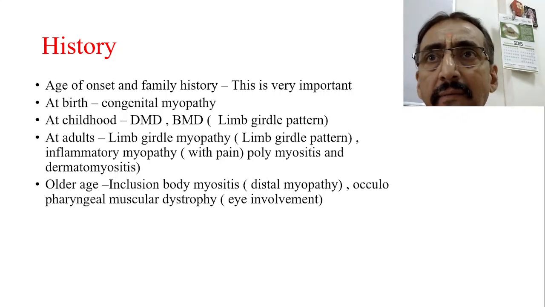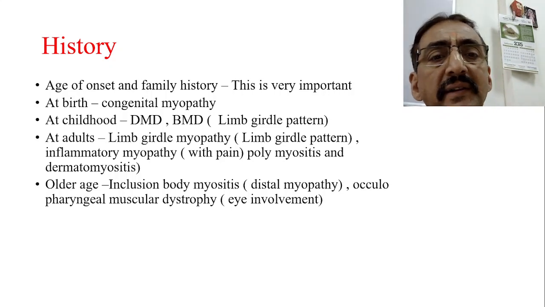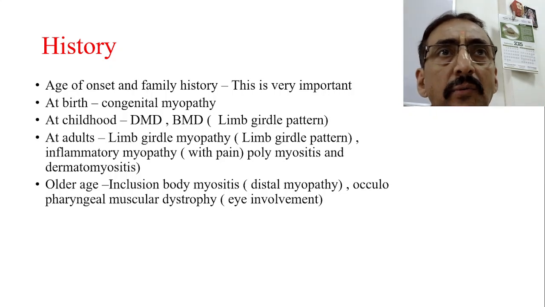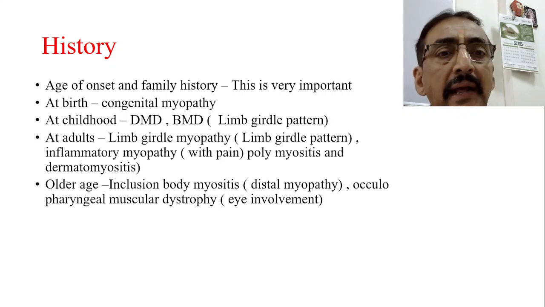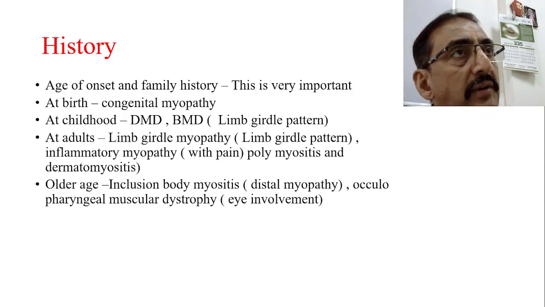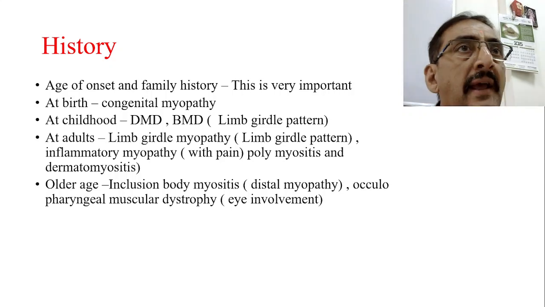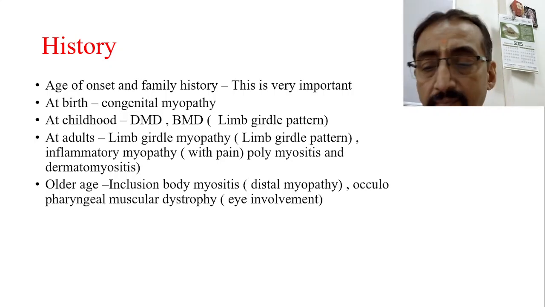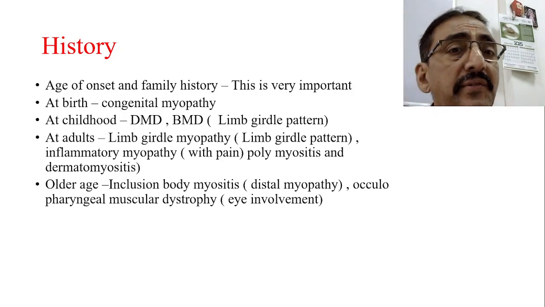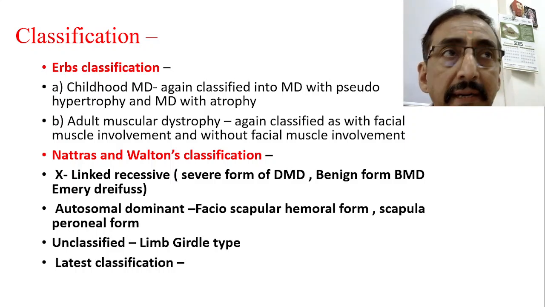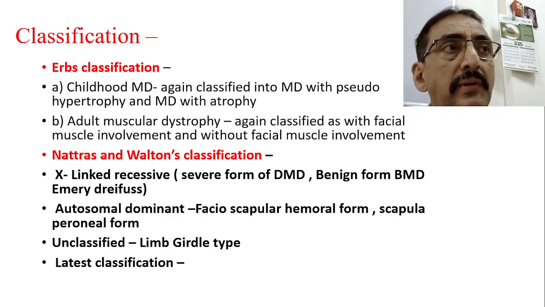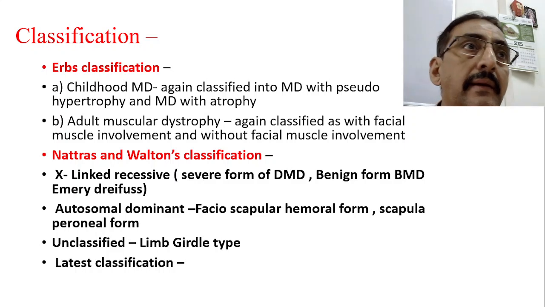So they are all rare phenomena, but as far as the childhood period is concerned, this is not necessary for us. In the childhood period, we know that the two most common patterns of muscular dystrophy are DMD as well as BMD, Duchenne's muscular dystrophy as well as Becker's muscular dystrophy. Both are actually X-linked recessive disorders. When I say X-linked recessive disorder, that means it is transmitted from the mother. The inheritance is from the mother to the male kids.